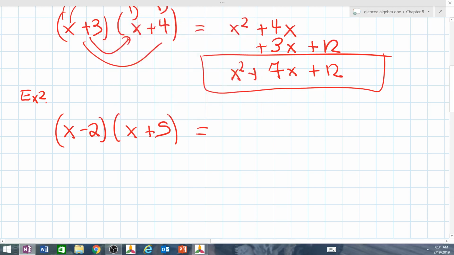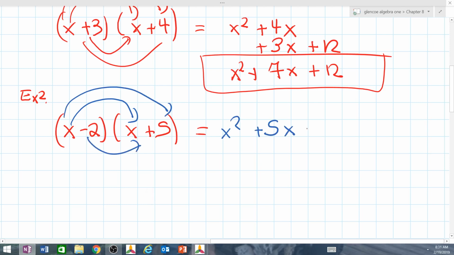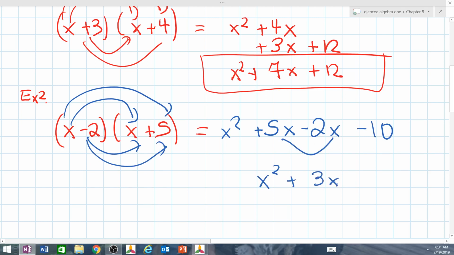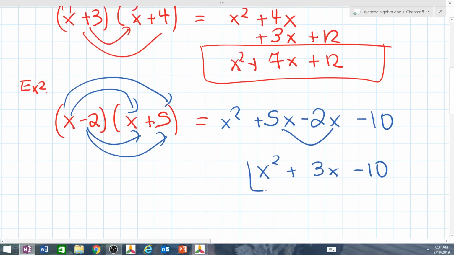Okay. So let's go, class. X times x is? X times 5 is? A negative 2 times x is a? And a negative 2 times 5 is a minus 10. Combine like terms, final answer, x squared plus 3x minus 10. Okay? Y'all remember doing this from last year?